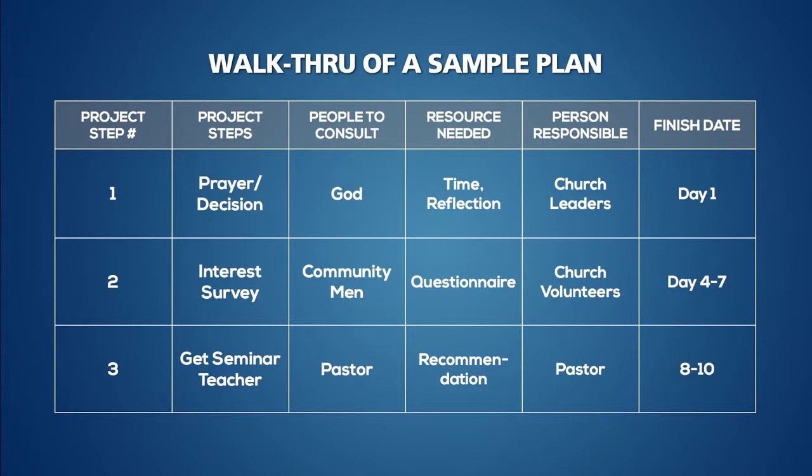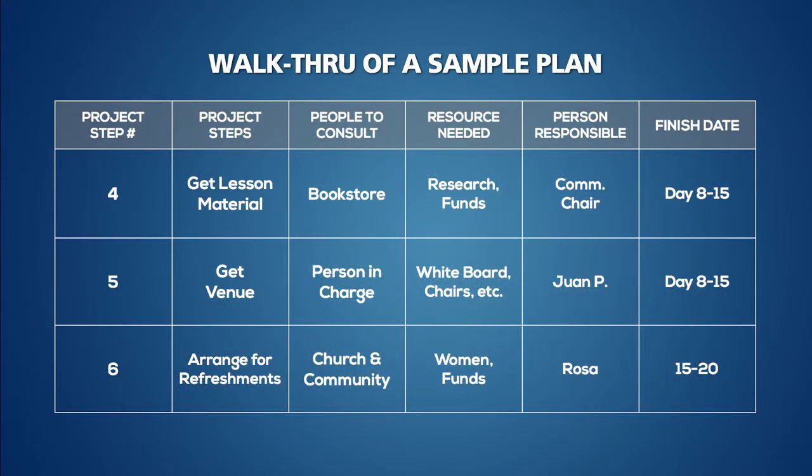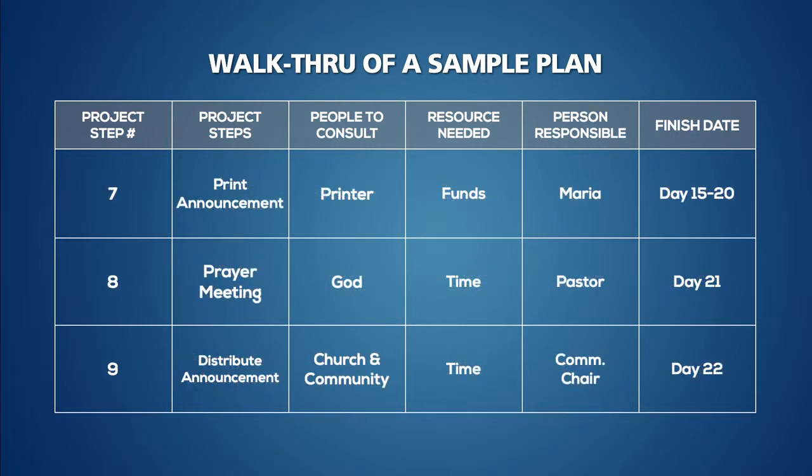Step 3, to get a seminar teacher. 4, to get lesson material, printouts, and handouts that they could use. 5, to get a venue and decide where to have it. They felt it wouldn't be good to do it in the church because men in that particular community didn't come to church. So they held it in a community hall. Number 6, to arrange for refreshments in the seminar. Number 7, print announcements. Number 8, have a prayer meeting.